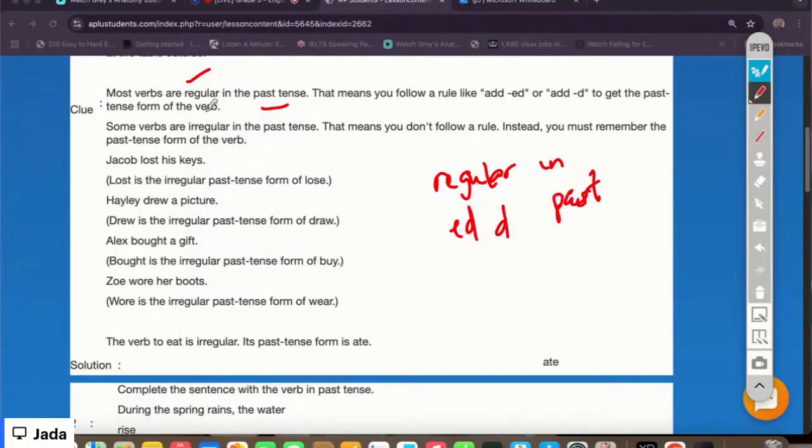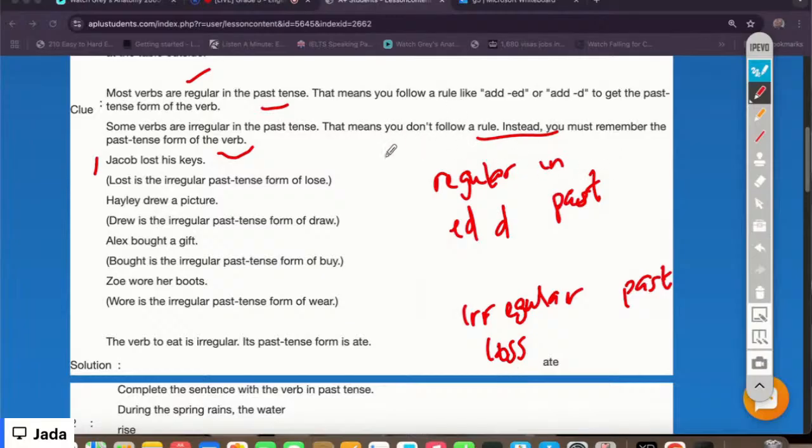Okay, so we have some verbs that are irregular in the past tense. That means you don't follow a rule. Instead, you must remember the past tense form of the verb. So for these verbs, you do not follow the normal rule of adding ed or d, but you have to remember the past tense form. So we have, Jacob lost his key. Now, lost is the irregular past tense of lose.